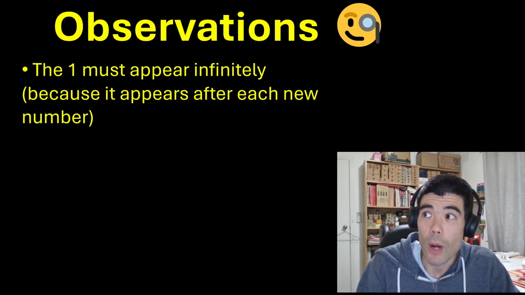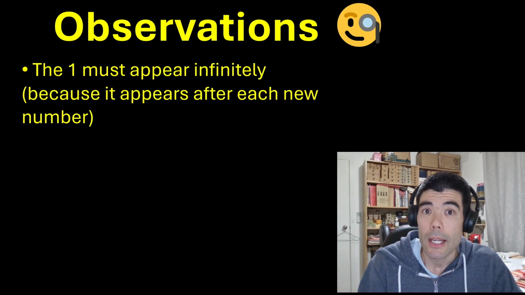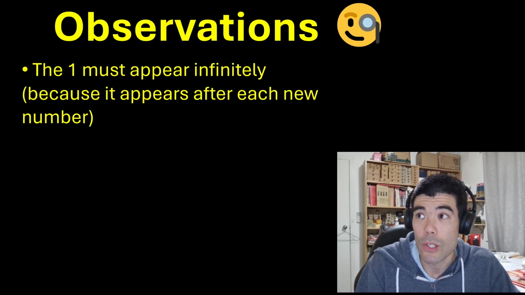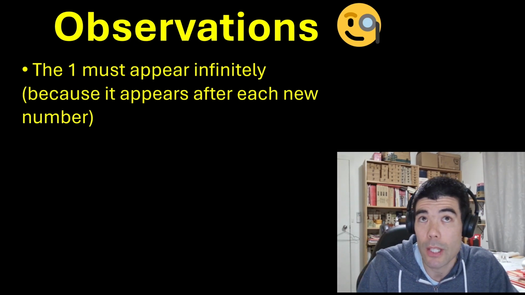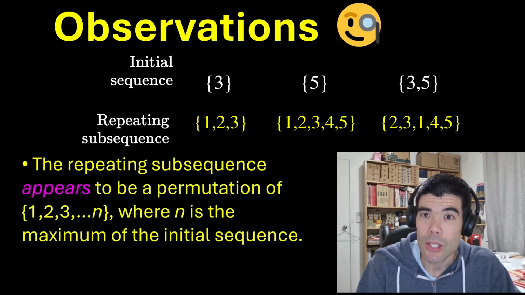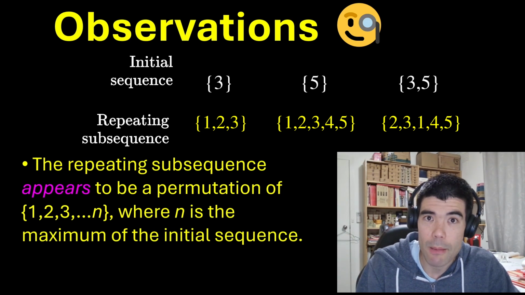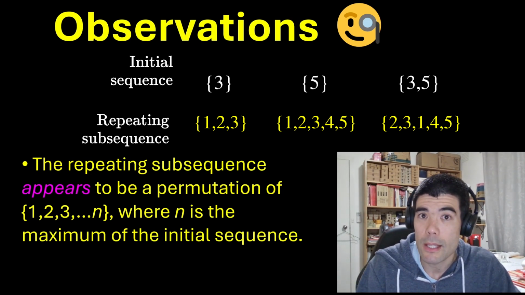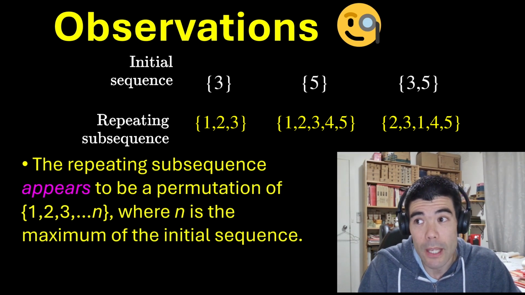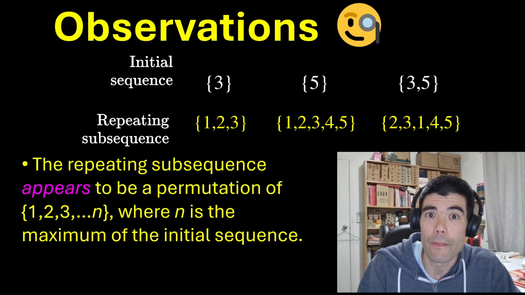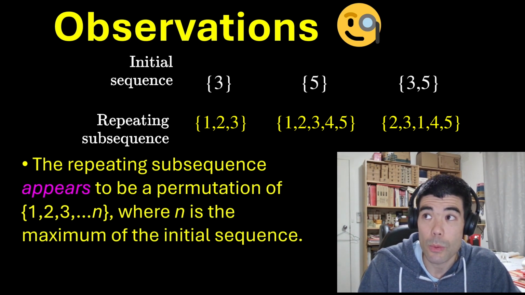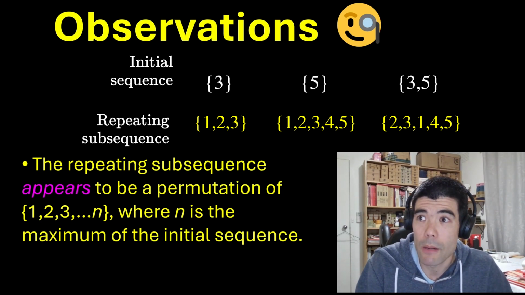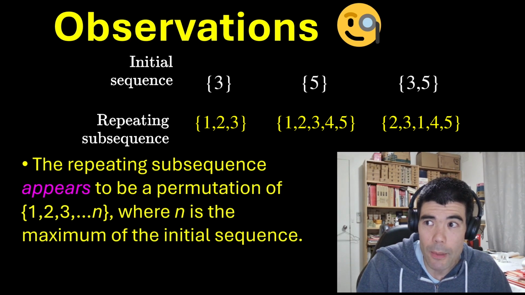So not only must the 1 appear, but it must appear infinitely often, because each time it does appear, its count is going to increase by 1. So eventually this must add a new number to the sequence, which then introduces another 1. And the last observation I've made, from the examples that I've shown so far, is that the repeating subsequence appears to always be a permutation of 1, 2, 3, up to n, where n is the maximum of the initial sequence. This was certainly true for the 3 examples I've shown so far, and when I looked at more examples myself, it did appear that this was always happening.